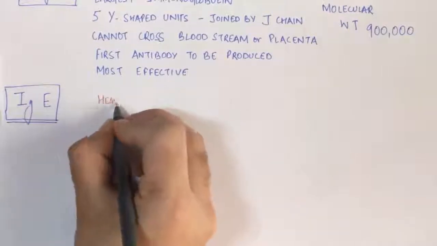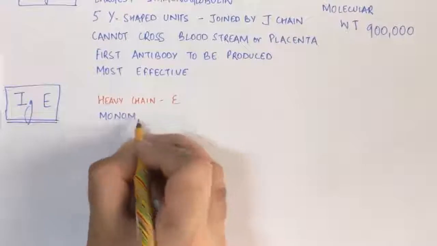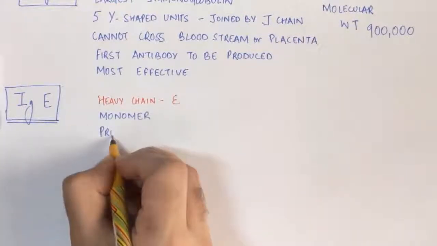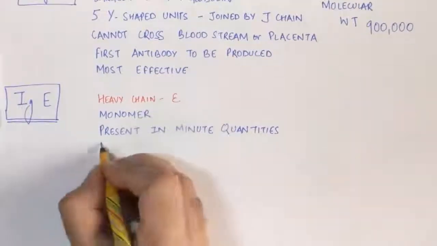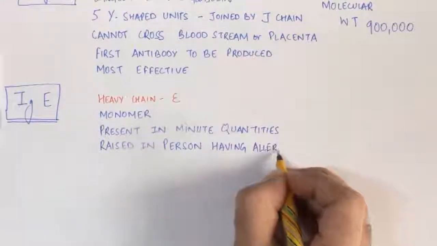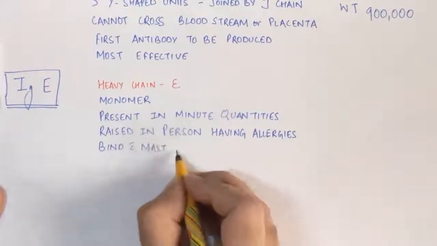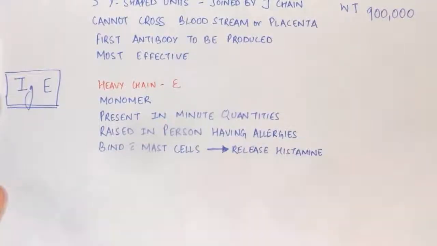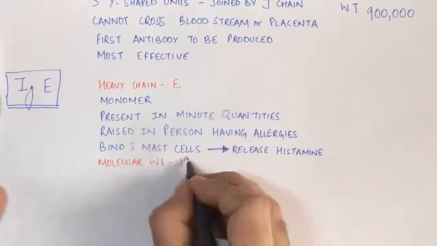Now talking about the IgE, the heavy chain present in the IgE is of the epsilon type. IgE is also a monomer and it is present in minute quantities in the bloodstream, and the IgE is mainly raised in people who have allergies. The mechanism of action of the IgE is that it binds to the mast cells and causes the release of histamine from the mast cells. The molecular weight of the IgE is 190,000.